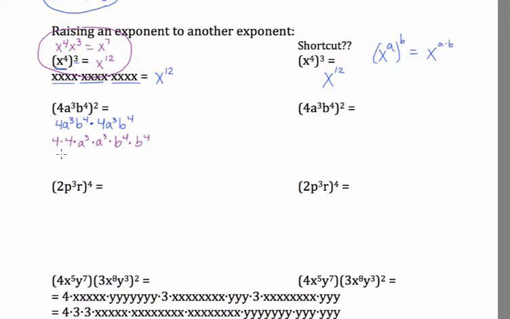So let's see, 4 times 4 is 16. And then what happens with the rest? Well, a to the third times a to the third. That's a times a times a times a times a times a, a to the 6th. So this will be 16, a to the 6th, b to the 8th.